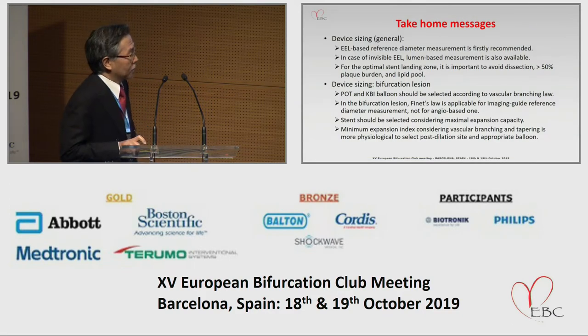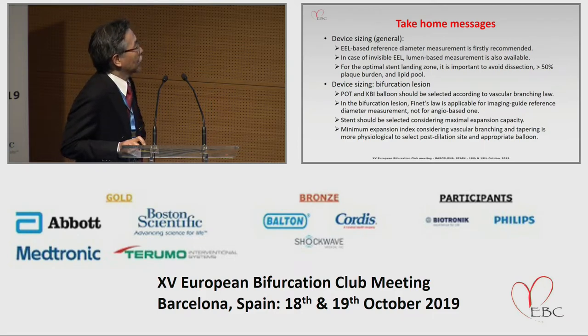Ladies and gentlemen, this is my take-home message. For device sizing, generally, EEL-based reference diameter measurement is firstly recommended. In case of a invisible EEL, lumen-based measurement is also available. For the optimal stent landing zone, it is important to avoid dissection, more than 50% plaque burden, and repeat POT. Device sizing for the bifurcation region, POT and kissing balloon inflation balloon should be selected according to the vascular branching law.